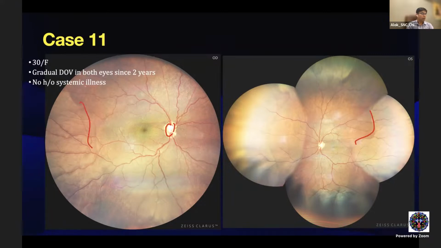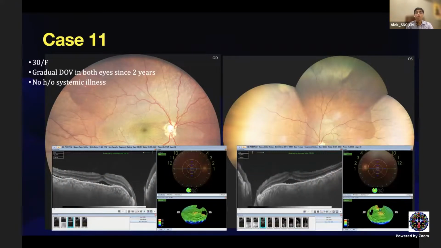And what is evident more clearly in the left eye is the presence of exudative retinal detachment. It was also present in the right eye, along with some amount of pigmentary disturbance overall in the posterior pole. You can see this pigmentary alteration posteriorly. So the OCT showed the RPE was undulating. However, the choroid was not that thickened.